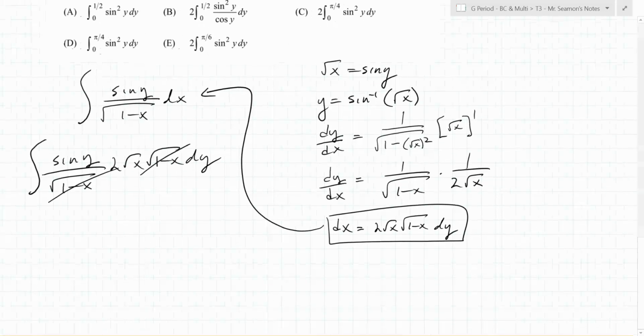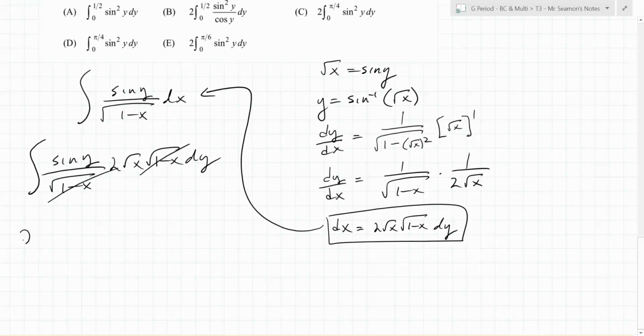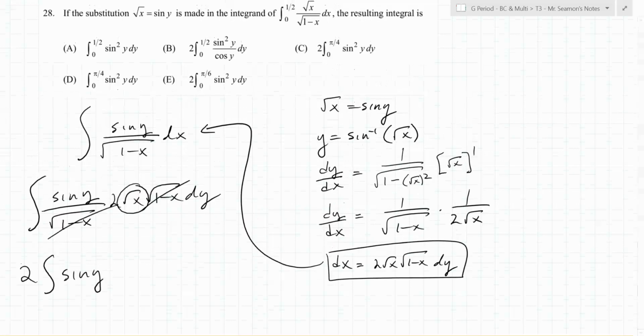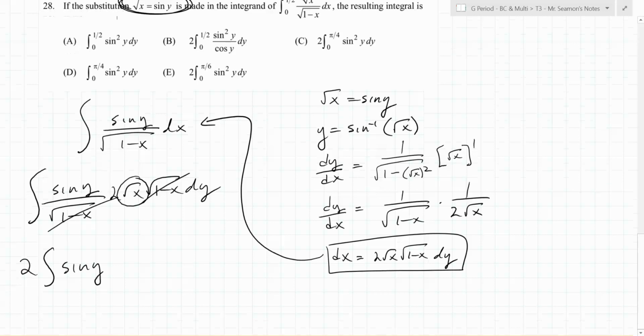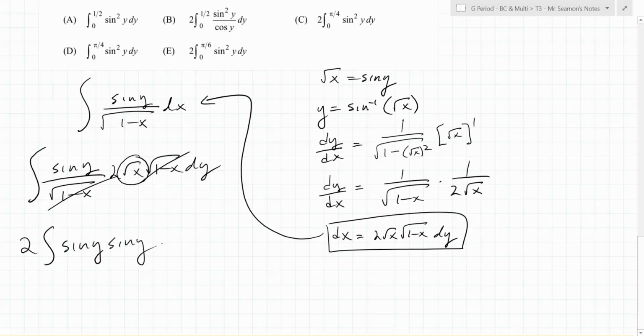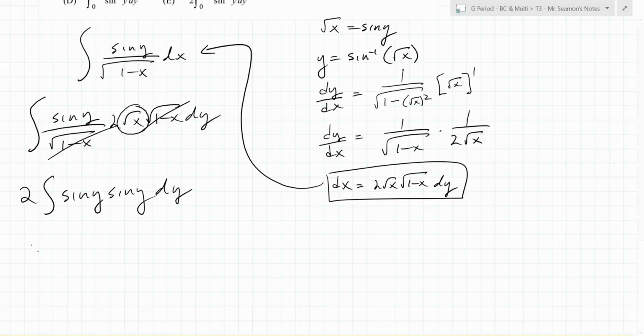And what can you factor out? 2 sine y. But what is root x? Look at the top. Sine y. dy. So you have 2 integral sine squared y dy. What have I not written in?